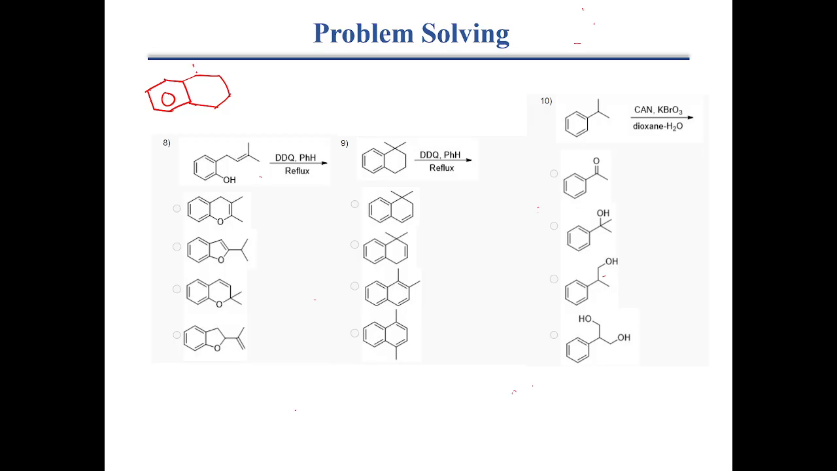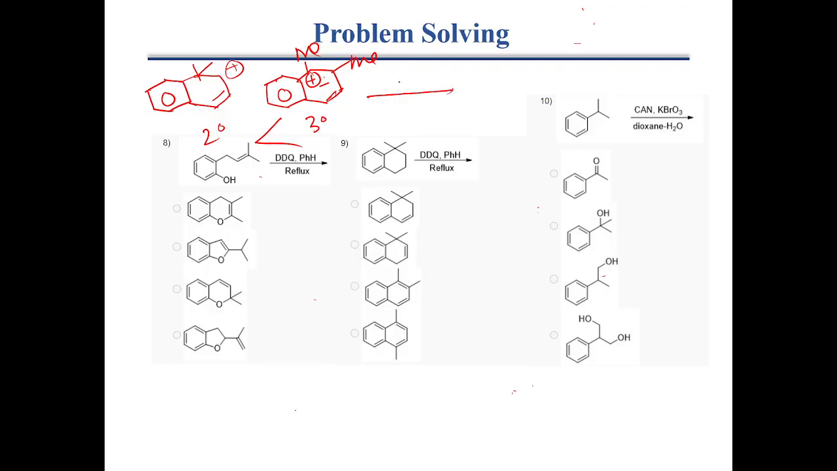Between these two carbocations, this carbocation and this carbocation, this is tertiary and this is secondary. The tertiary carbocation is much stabler than the secondary carbocation. That's why it goes to this form after 1,2 methyl migration.